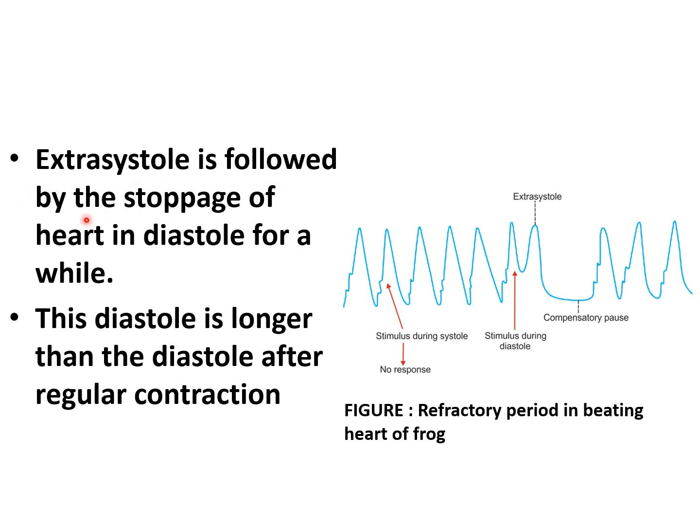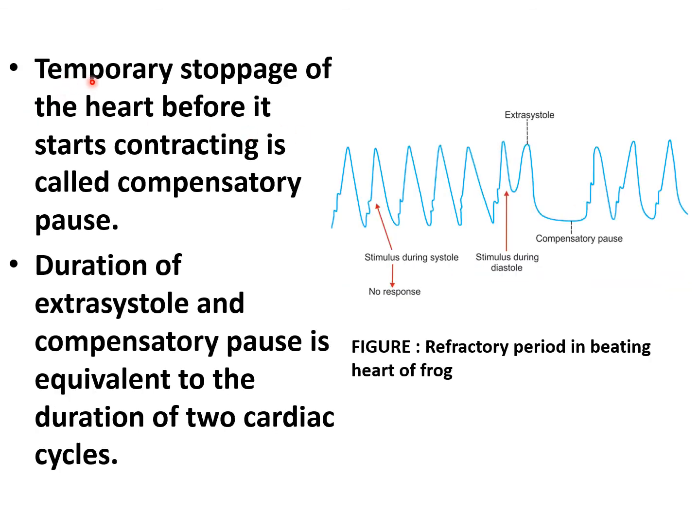Extrasystole is followed by the stoppage of the heart in diastole for a while, and this diastole is longer than the diastole after the regular contraction. Temporary stoppage of the heart before it starts contracting is known as compensatory pause. So this one is a compensatory pause. Duration of the extrasystole and compensatory pause is equivalent to the duration of two cardiac cycles.